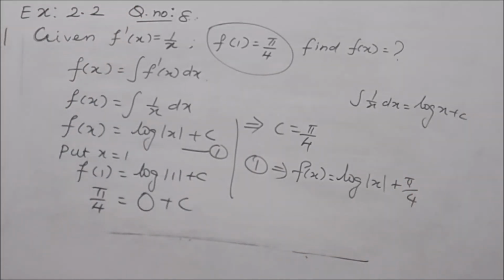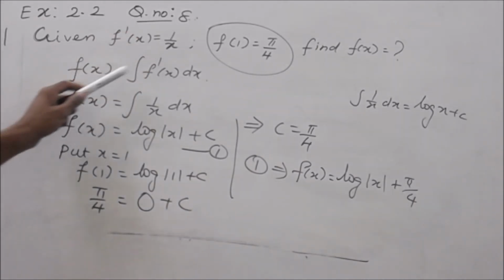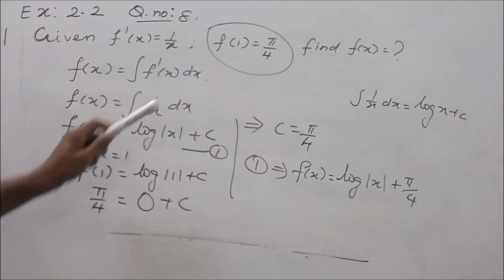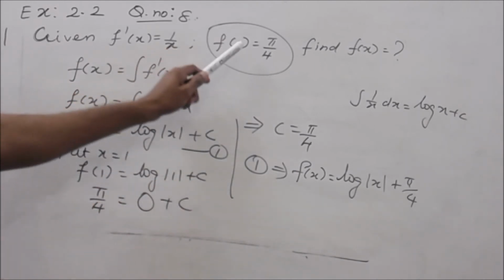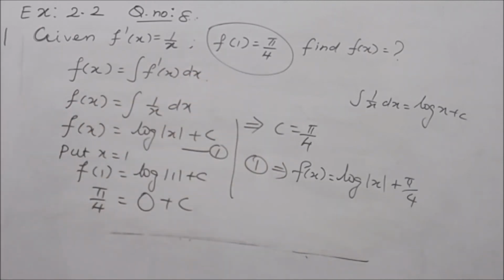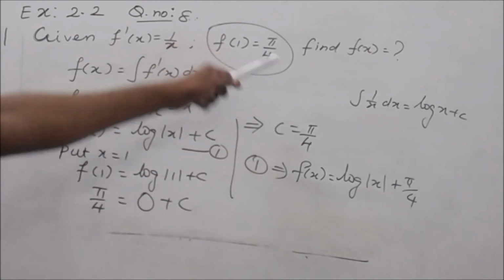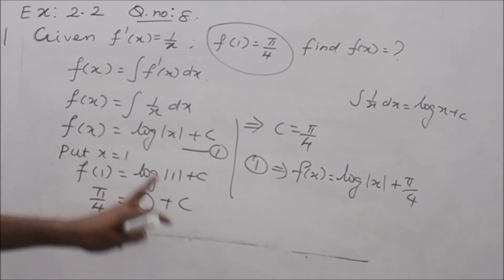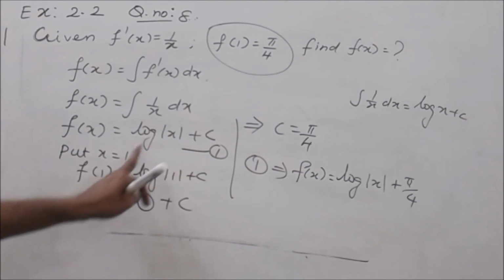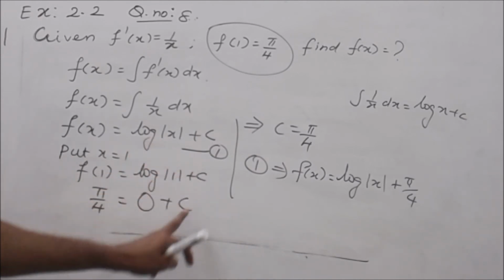This is very easy to calculate, because f'(x) is 1 by x, as given. Now substituting in f(x), the integral of 1 by x dx, integrating we get log of modulus x plus c. Given another piece of information, f(1) equals pi by 4. When x is equal to 1, f(1) is pi by 4. Substituting x equal to 1, f(1) equals log of modulus 1 plus c. Log of modulus 1 becomes 0, then the remaining is plus c.